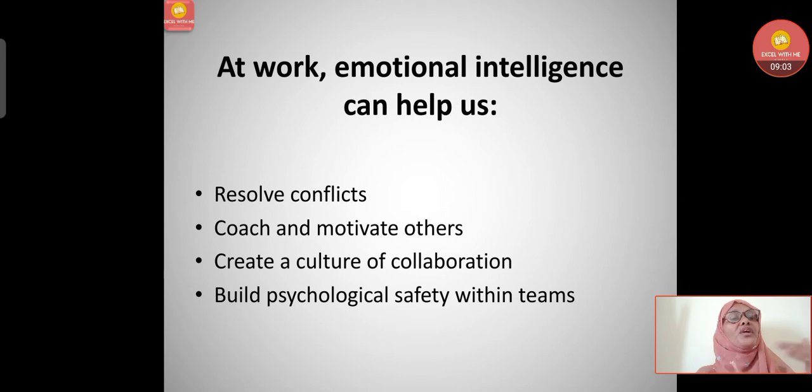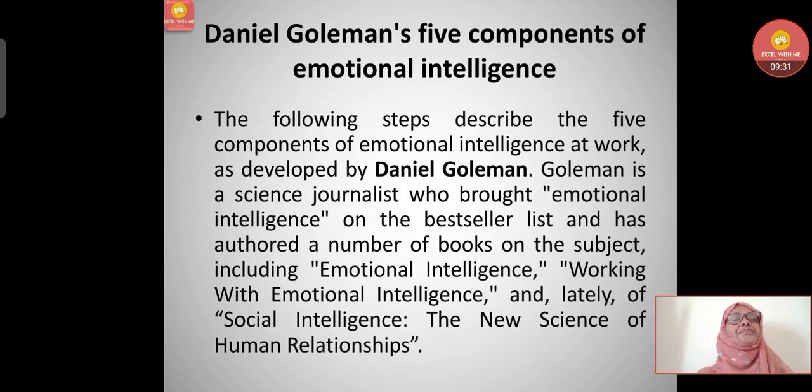Then coach and motivate others. If we are emotionally balanced, we can coach others also. We can help other people also to have a balanced life. Then create a culture of collaboration, working with others. Collaboration is also a very, very important aspect of emotional intelligence. Then build psychological safety within teams. If you are psychologically strong, you can motivate and help other people in your team also.